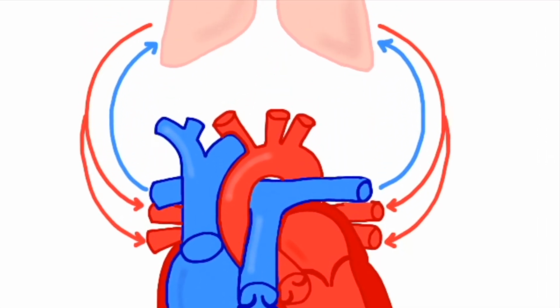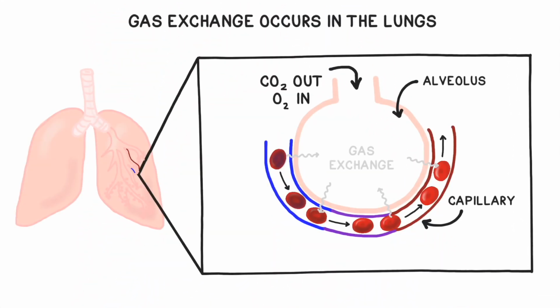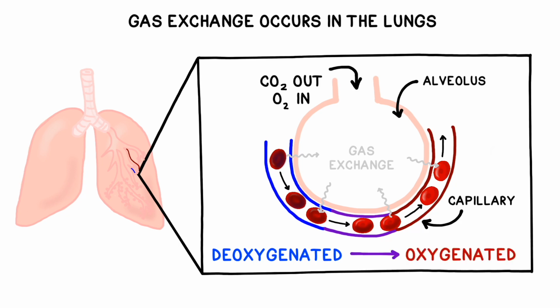Once the blood reaches the lungs, gas exchange occurs. Carbon dioxide diffuses out and oxygen diffuses in. The blood is now considered to be oxygenated and changes from dull red to bright red.